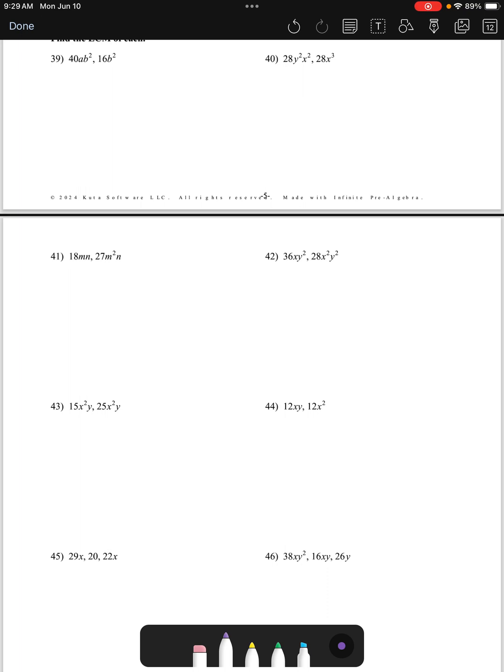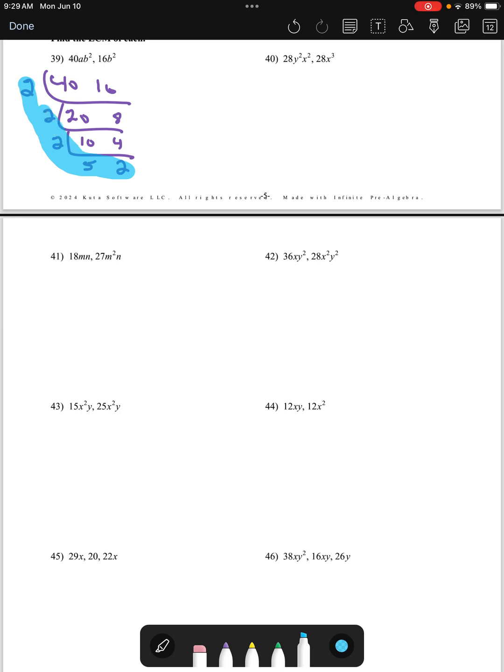And finally, we're going to tackle least common multiples of variable expressions, algebraic expressions. Numerically, nothing is different. We're still going to do our ladder for 40 and 16. These will both divide by 2 to give me 20 and 8. Those will both divide by 2 to give me 10 and 4. Those will both divide by 2 to give me 5 and 2, and that's the best I can do.